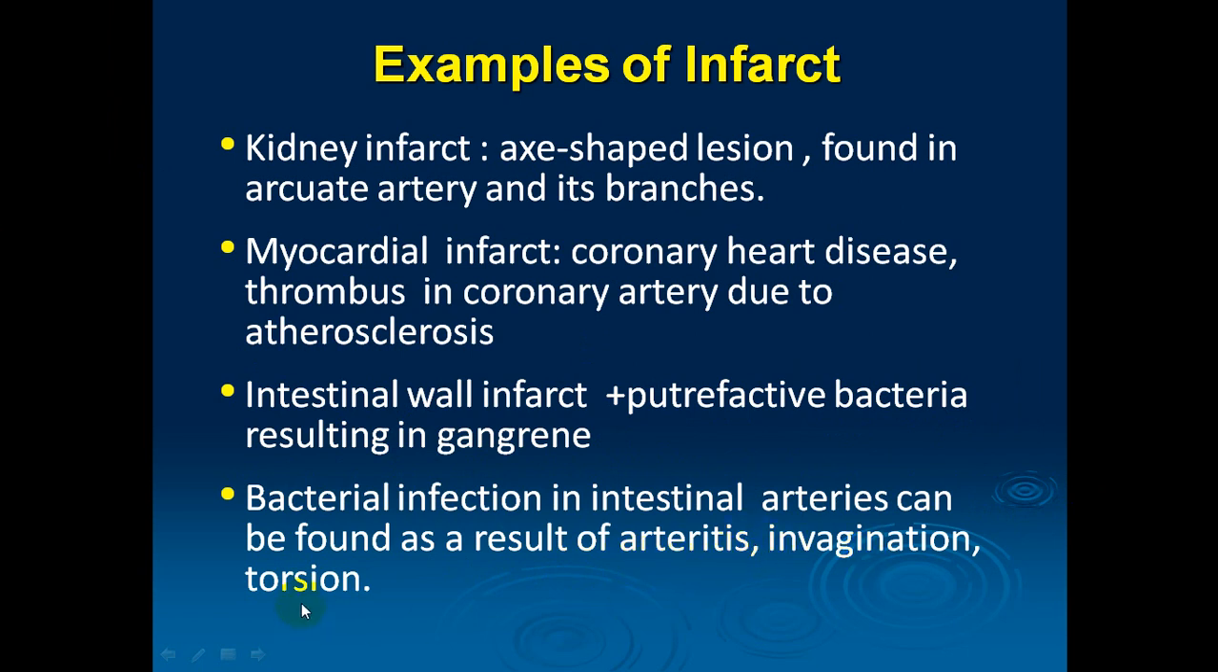So arthritis, invagination, torsion, all those processes will make a blockage of the blood flow. Okay, blockage of blood flow causes ischemia, and ischemia causes necrosis or infarct. So if it happens in a certain area like the intestines, the intestine has a lot of bacteria there, so secondary infections may occur.